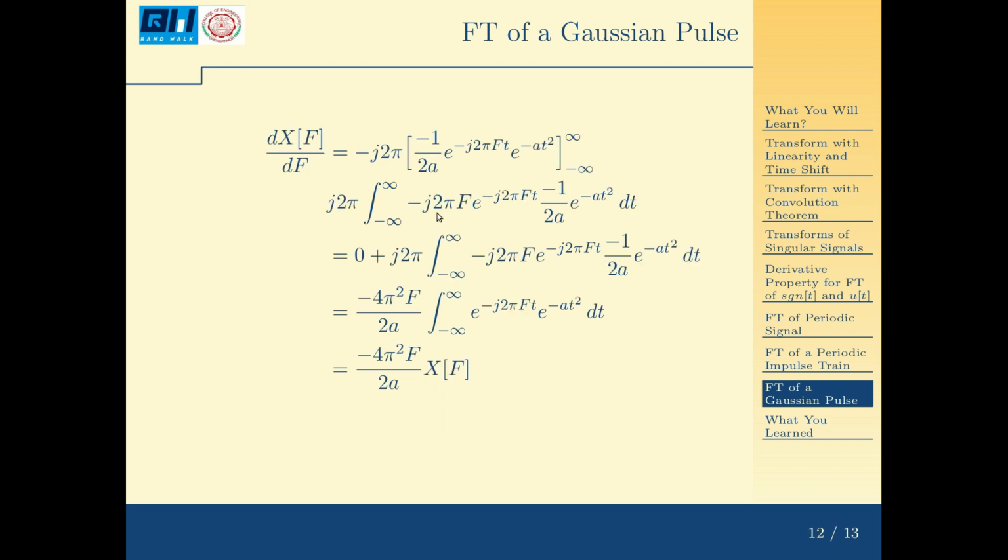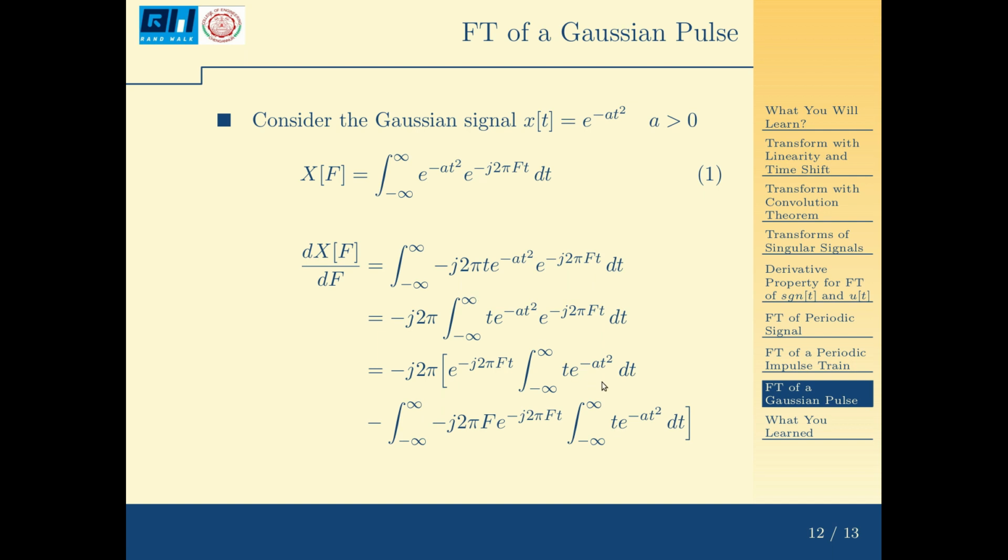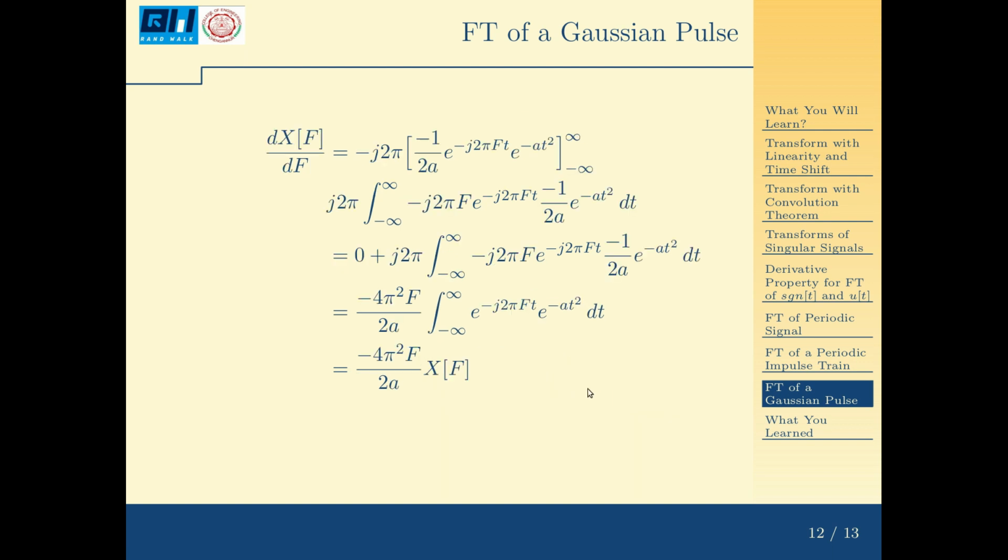Now, dX(f)/df will be minus j 2 pi times the integral of t e raised to minus at square dt. So what is the integral of this? That is e raised to minus j 2 pi ft times e raised to minus at square, from minus infinity to infinity.